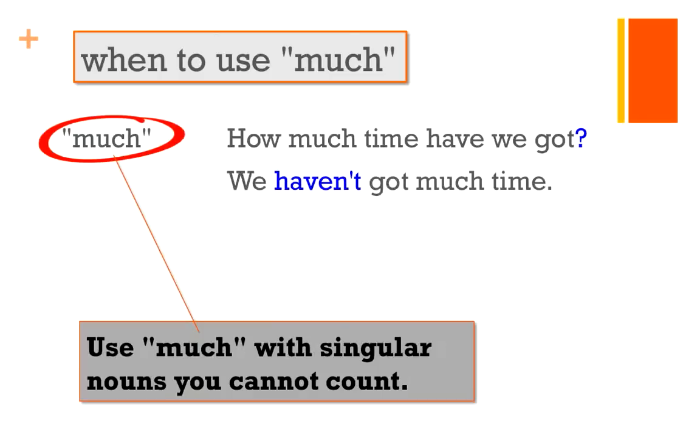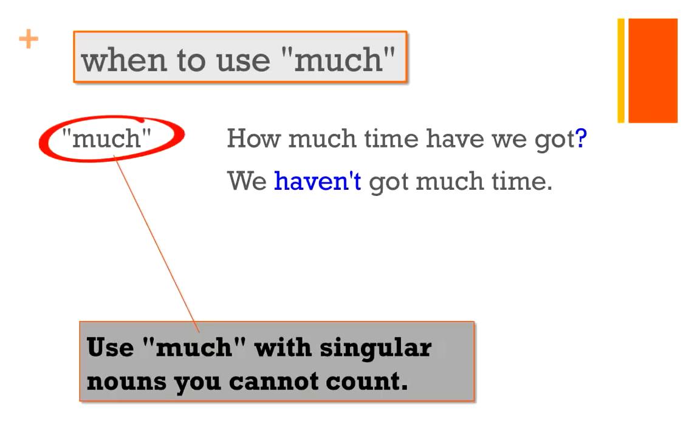Let's have a look at an example. How much time have we got? We haven't got much time. Time here is a singular noun, at least the meaning in those two examples. You cannot count time. You can count seconds. You can count minutes and hours, of course, but those are completely different nouns. The noun time, as used in this example here, cannot be counted, so we use much.